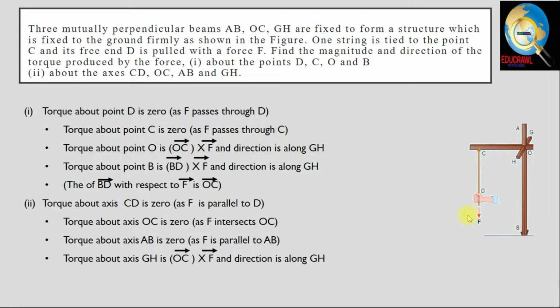Next, we need to find the torque about the axis CD. The axis CD is again lying along the same line where the force is acting. Hence, the torque about this axis is 0. Next, the torque acting along the axis OC. This is also 0 because the force F is intersecting with the line OC. Hence, here it is also 0. Next, about AB. AB is again parallel to the line CD. Hence, here also it is 0.